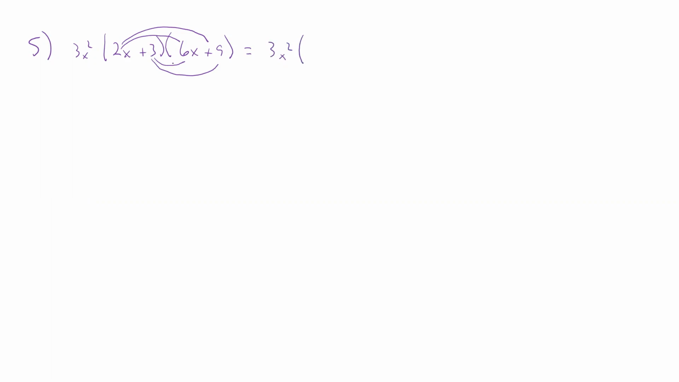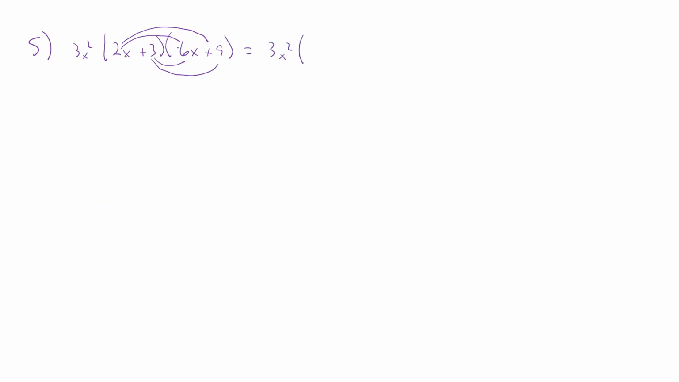The next one I'm going to do is one where we had the number out front. So let's say we have a 3x squared out front, and then we have a 2x plus 3 times a 6x plus 9. All right, so first I'm going to FOIL the binomials. So I'm going to go ahead and do that multiplication first, and then I'll do the 3x squared times that once I get the two binomials multiplied together.